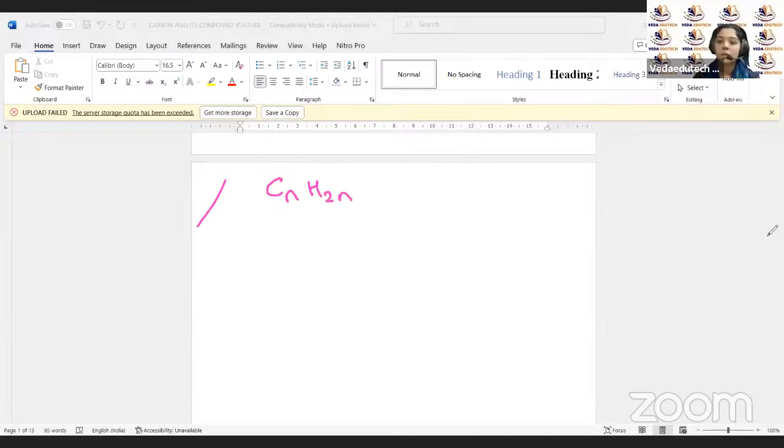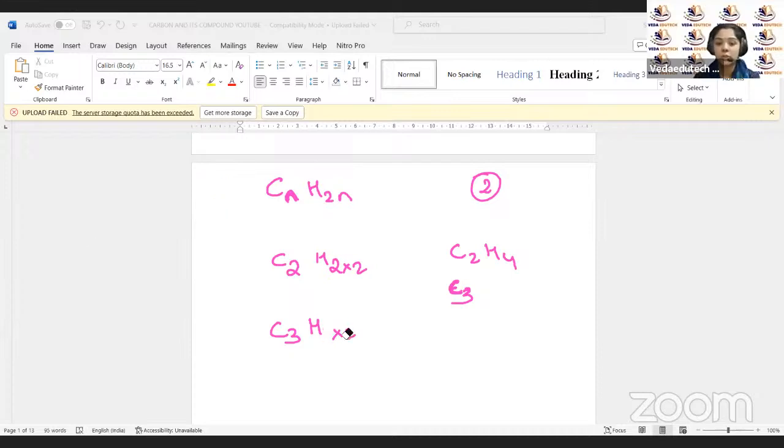CnH2n. For alkene, we start with C2. We take 2 carbon atoms: C2H2 into 2, so C2H4. The next will be C3: C into 3, H into 3 into 2, so H2n. C3, 2 threes are 6, so C3H6. See, again the difference is of CH2.